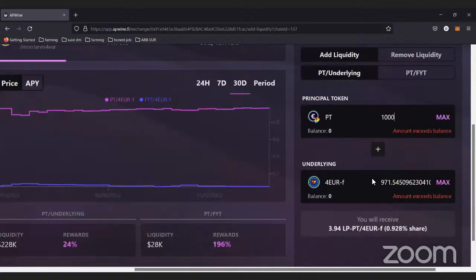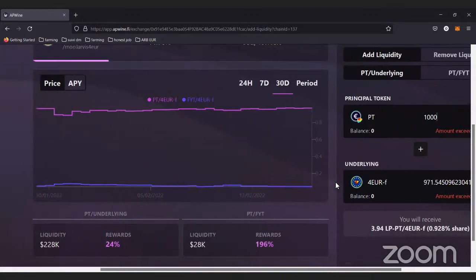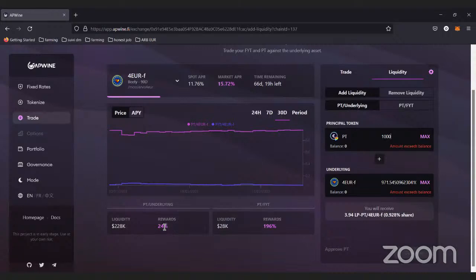Here, because there is a difference in price, you will deposit 971 euros of 4 euro, and this you will make 24% per year in APWine token, in APW. So it's more interesting if you are in the 4 euro pool to actually withdraw from BFI and to deposit them into APWine. So how do you have to do it?